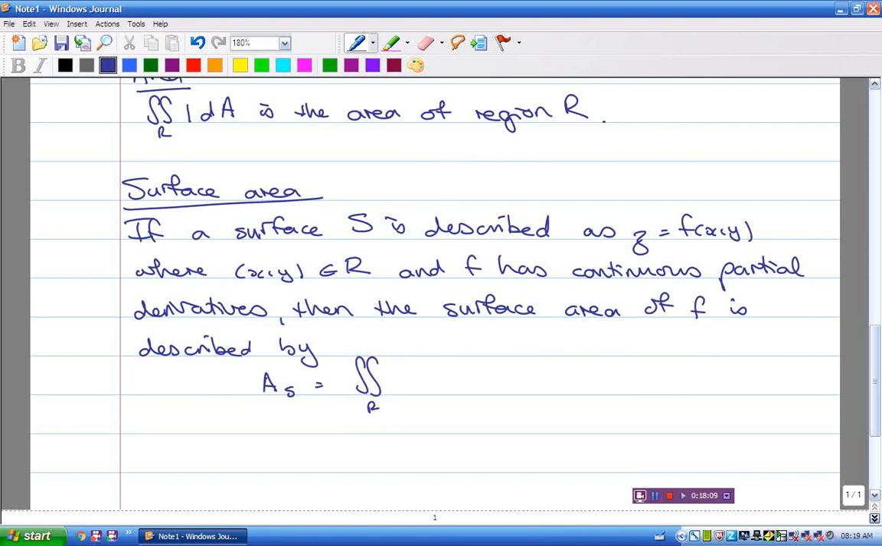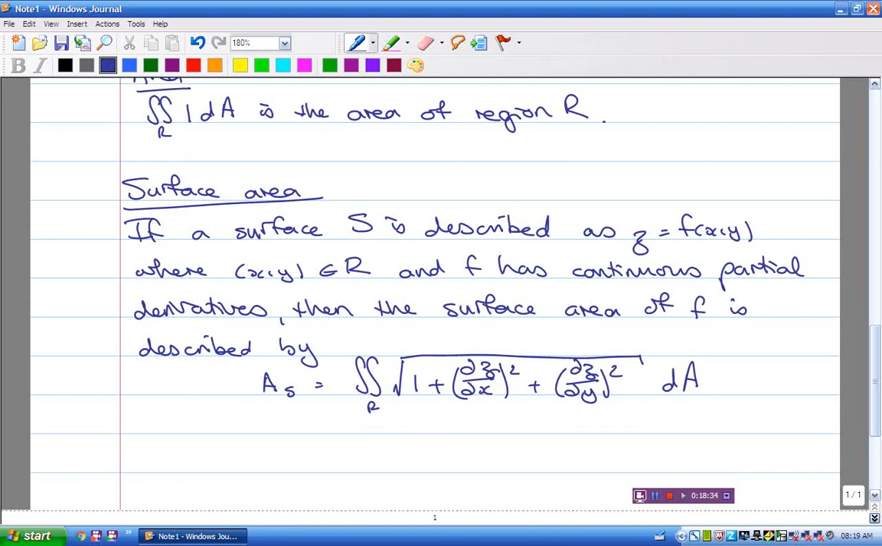Double integral, plus x squared plus dz by dy squared, dA. Now, I'm not going to go into a lot of detail there, because when we get to surface integrals, we will do this in a lot of detail, so I don't want to repeat myself.